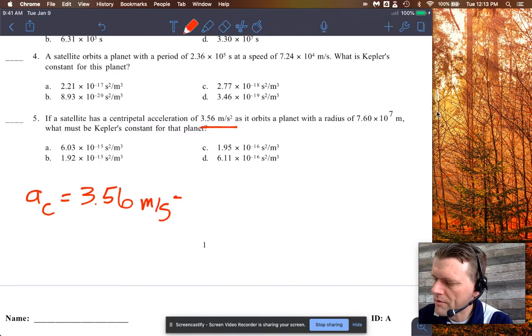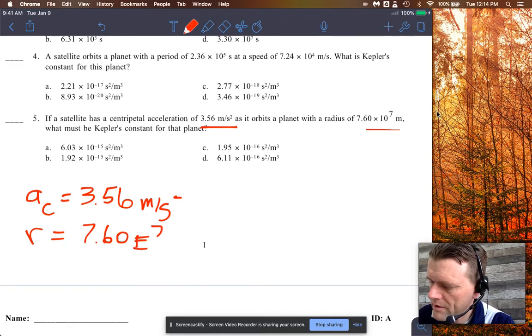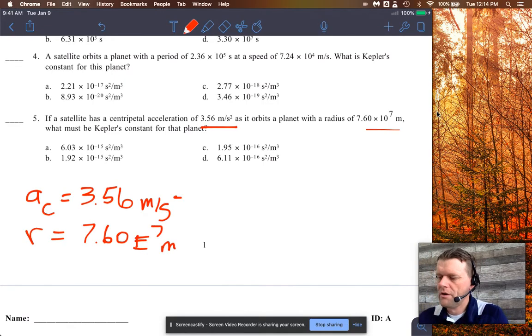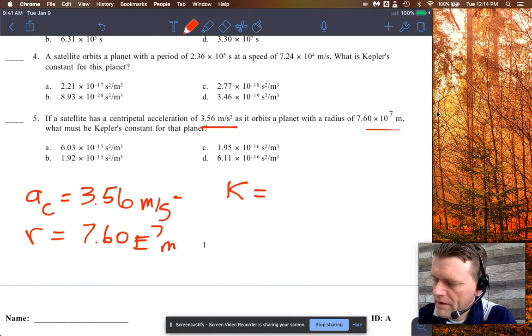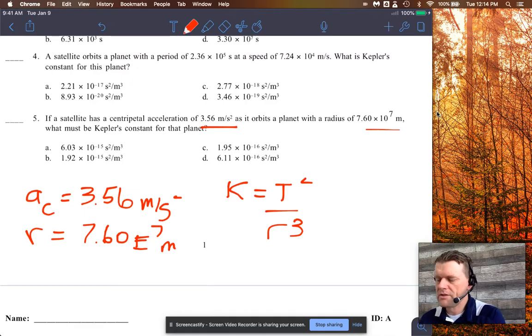And we also know the radius, okay? It's orbiting the planet with that radius, the 7.6 × 10^7 meters. So if we want Kepler's constant, here's the catch again. If it helps you, just go, well, if I want to get Kepler's constant, I really need T squared over r cubed. That would be really nice. But I don't have T. So where could I get it?